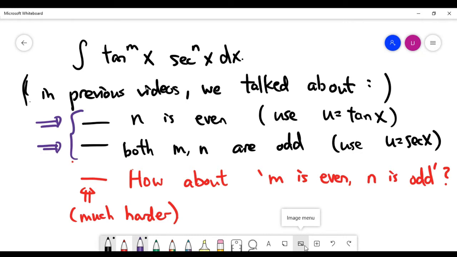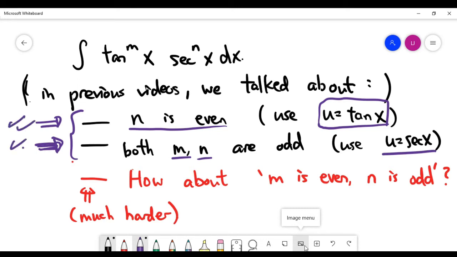When n is even, we don't care about the tangent at all. When n is even, we understand that we can always use the u substitution u equals tangent x to resolve the problem. We have done a few examples on that already. The second case, which is also quite simple, is the case where both are odd. In that case, we can use the u substitution where u is secant x. We also have done some examples on that. So the two cases here are solved.